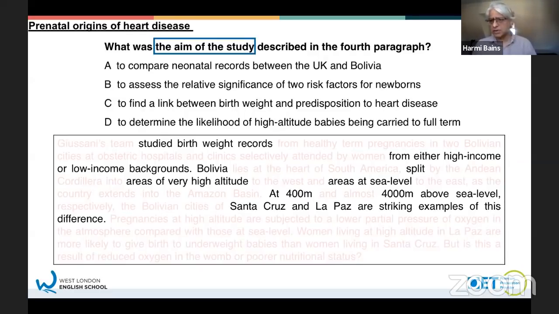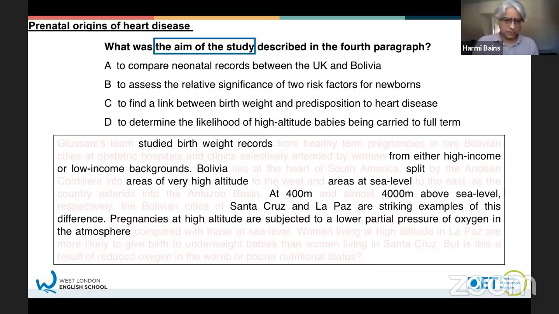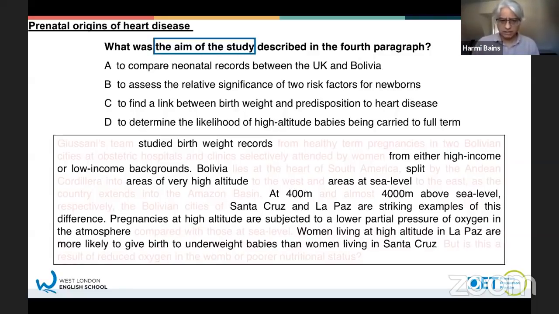So Santa Cruz is only 400 meters above sea level, so it's almost pretty much flat really, whereas La Paz is kind of high up in the mountains, 4,000 meters above sea level. It says here pregnancies at high altitude, so pregnancies in La Paz in mountainous areas, are subjected to lower partial pressure of oxygen. The higher up you are in the mountains, there's less oxygen there, kind of harder to breathe, in fact. And it says here, women living at high altitude in La Paz are more likely to give birth to underweight babies than women living in Santa Cruz. Finally, it asks the question as well: is this a result of reduced oxygen in the womb or poorer nutritional status?